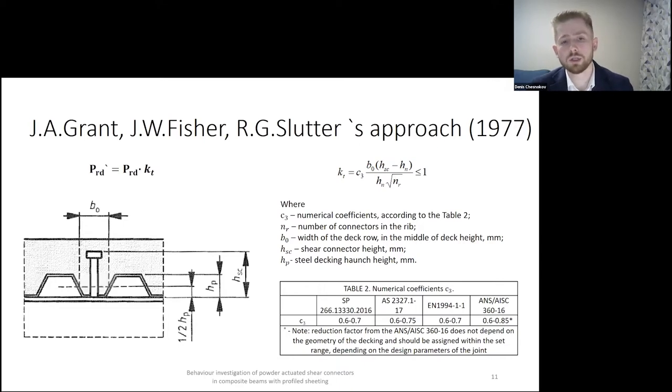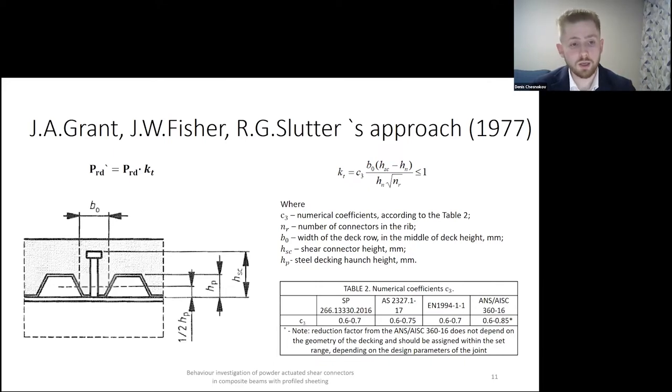And the approach is simple as a pie. We take the PAD shear resistance from the solid slab and multiply it by a reduction factor, which takes into account deck geometry and some other parameters. And yeah, it's simple. It provides conservative results for many cases, for many types of shear connectors. And as you could see on the slide, it is applied by many national design codes. And it's a base of most calculations in the world.